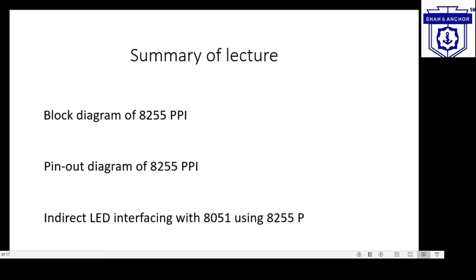Then we learned the pinout diagram of 8255. How many pins in 8255? 40 pins. It has three different ports, reset pin, chip select pin, read write pins, and A0 and A1 pins, which play a very important role to decide or select the ports and control registers. And then lastly we learned how to interface LED indirectly with 8051 using 8255 PPI, that's the programmable peripheral interface.